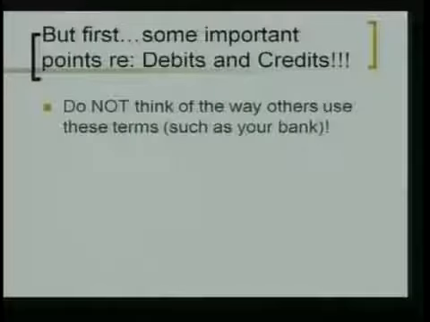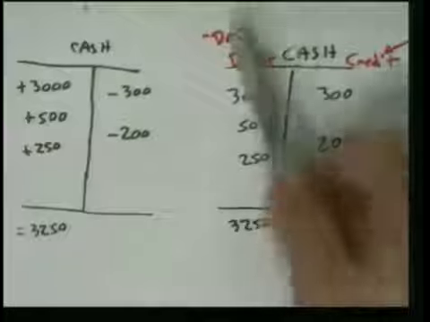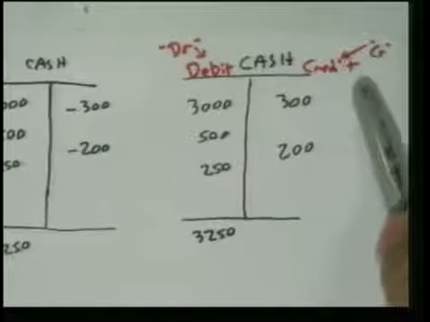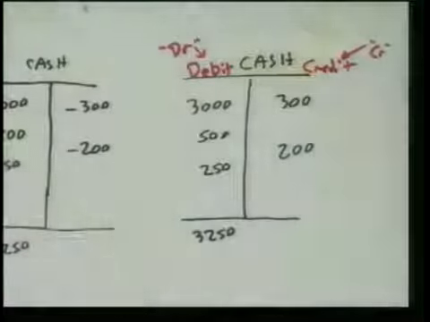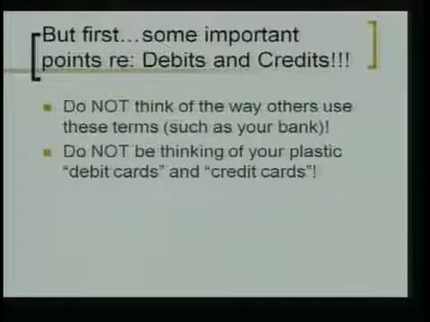But it can cause problems in this specific area. When we talk about these new terms, debits and credits, do not think of the way that others use these terms, such as your bank. I know your brains. Some of you, when I said this is the debit side, this is the credit side, already started thinking, okay, the bank says they're going to debit my account, credit my account, maybe that has something to do with this. No, please don't go down that road. For our purposes, I want you to think of the debit as the left side of the T account. The credit is the right side of the T account. You with me? Another mistake: do not think of your plastic debit cards and credit cards. Some of you did that.